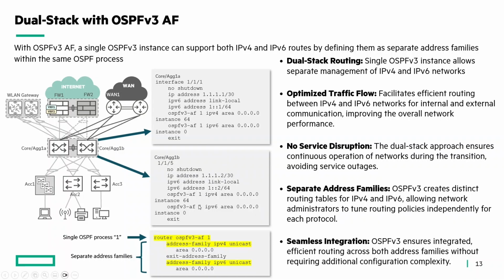So same is the case for my core or AG1B2. So finally, in my global context, you can see that there is a single OSPF process, one, which manages both IPv4 unicast and IPv6 unicast. So that is with the dual stack use case.